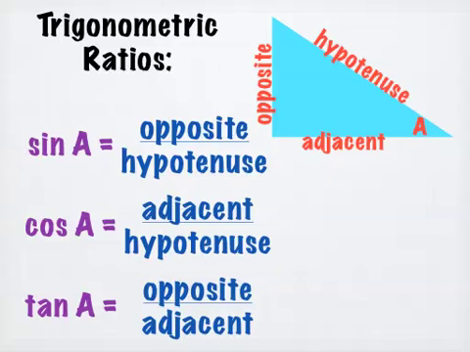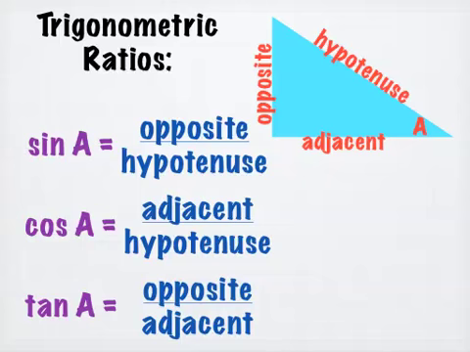One way that people remember the ratios, sine is opposite over hypotenuse, cosine is adjacent over hypotenuse, and so on, is the acronym SOHCAHTOA. It's spelled SOH, which would refer to sine is opposite over hypotenuse. And then CAH, which would mean cosine is adjacent over hypotenuse. And then TOA, which would mean tangent is opposite over adjacent.